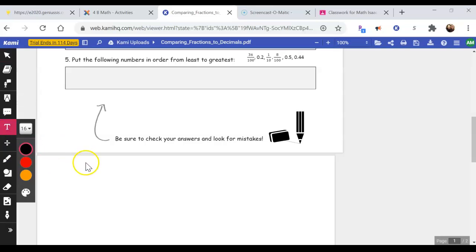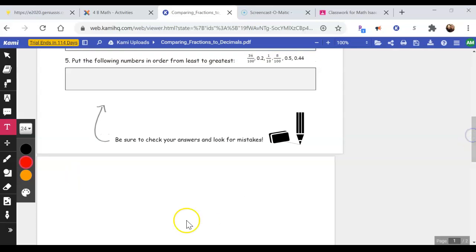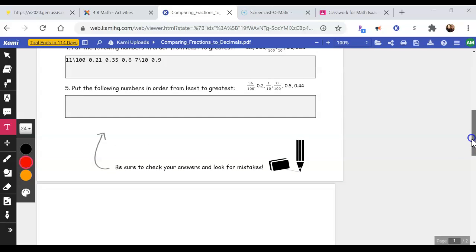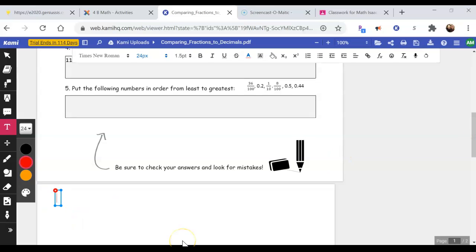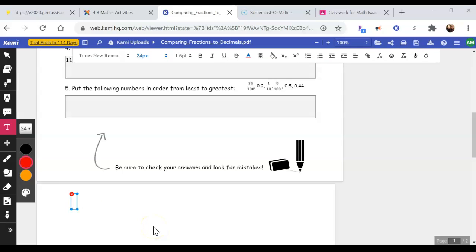I am going to get my text box. Let's see, make it a little bigger. We're going to put that in red so it stands out. Okay, let me scroll up because right now I can't even see the problem. Did it again. The toolbar keeps getting in the way. Okay, so we're going to put these in order. We're just going to make sure to put them all in the same form first.